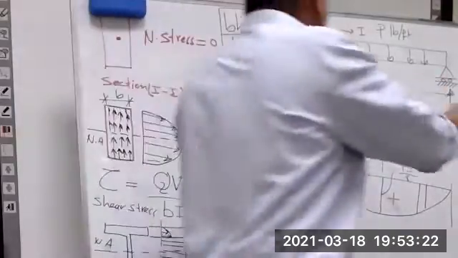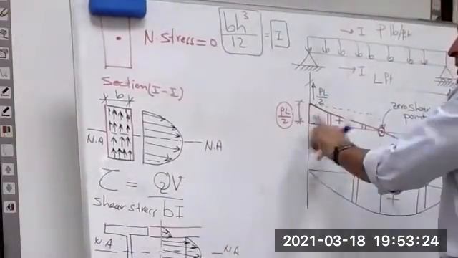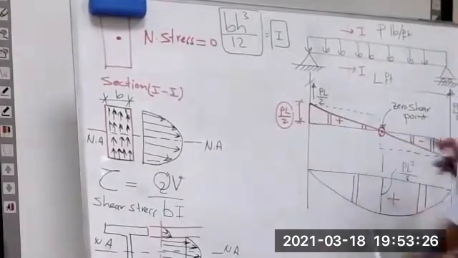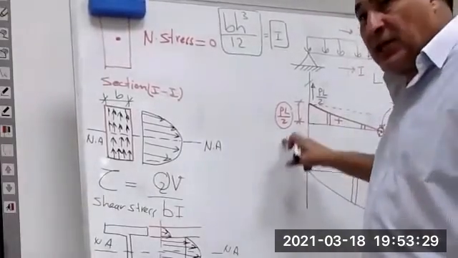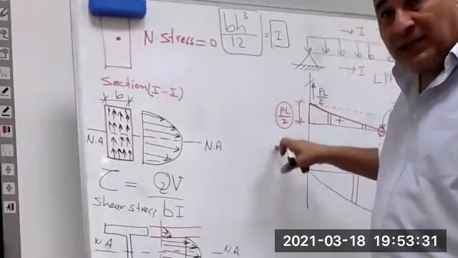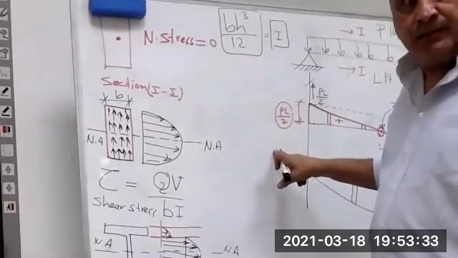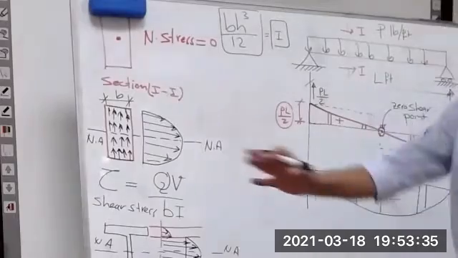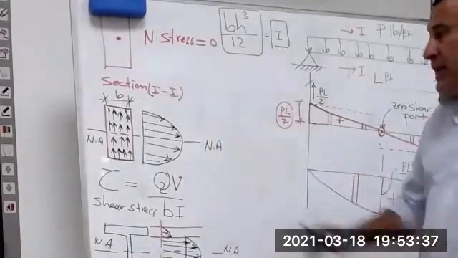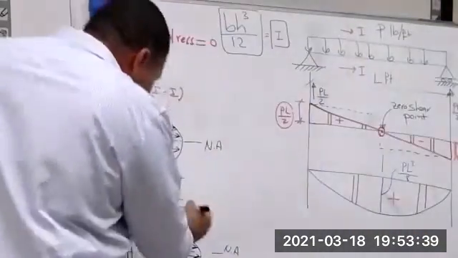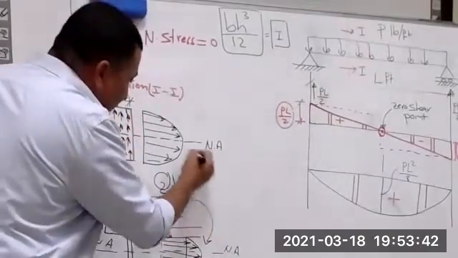Where is the maximum shear force here? In the support, 100% for sure. The section at the support has the maximum shear stress. Correct? The same equation goes for here as well, and here.